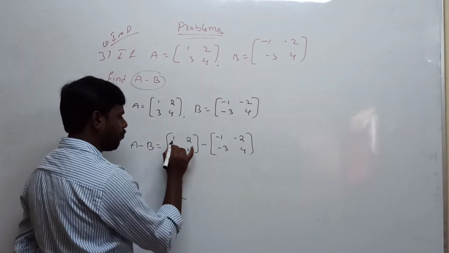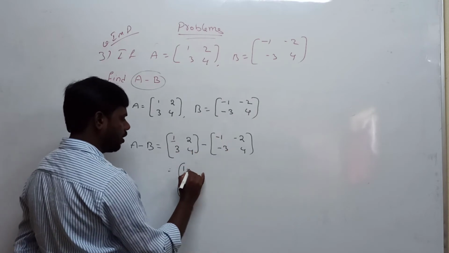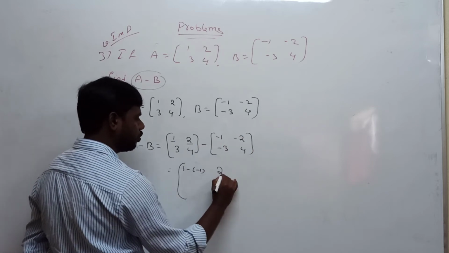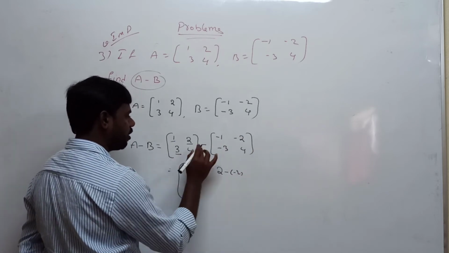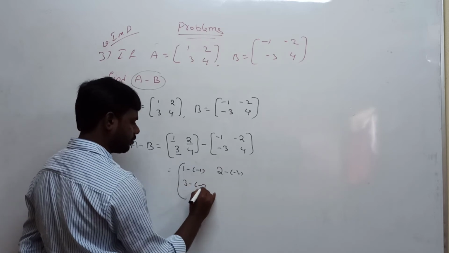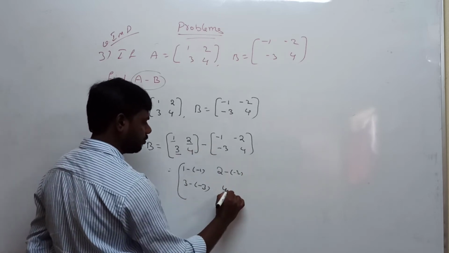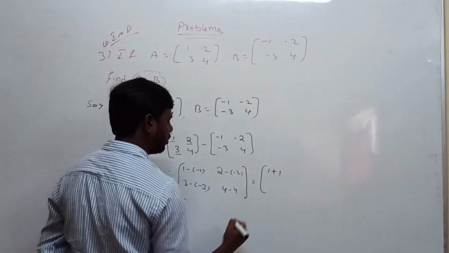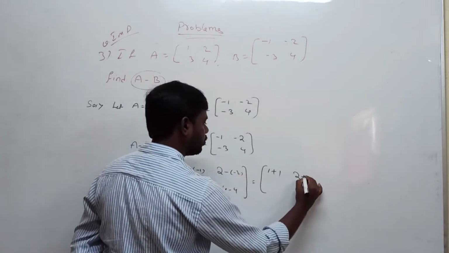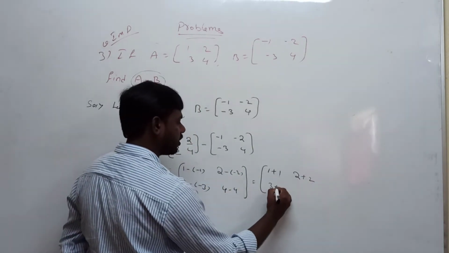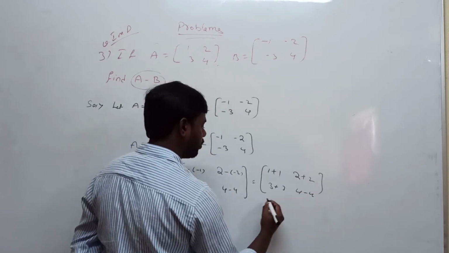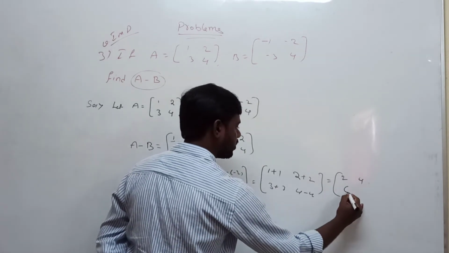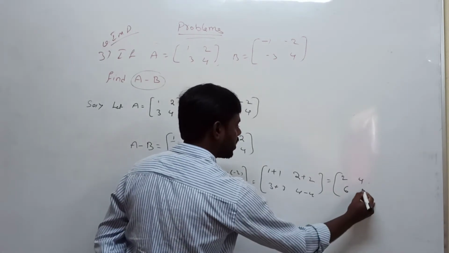Means first place minus first place, 1 minus of -1. Next second place, 2 minus of -2, 3 minus of -3, 4 minus 4. So 1 minus of -1 is +1, 2 minus of -2 is +2, 3 minus of -3 is +3, 4 minus 4. So this value is 1 plus 1 is 2, 2 plus 2 value is 4, 3 plus 3 value is 6, 4 minus 4 is 0.